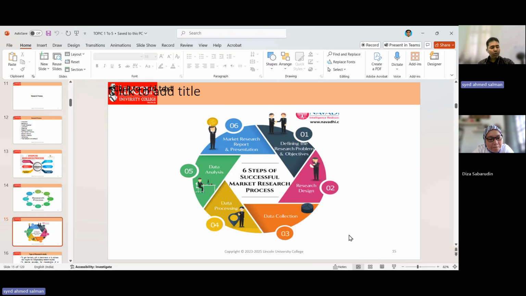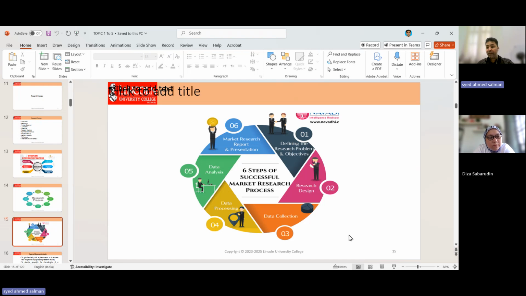Then the second important thing is research design. What research design are you going to adopt in your research? You are going to adopt qualitative research design, exploratory research design, empirical research design, or hypothesis testing relationship research design, or analytical research design, or whatever the research is. So research design is very important.